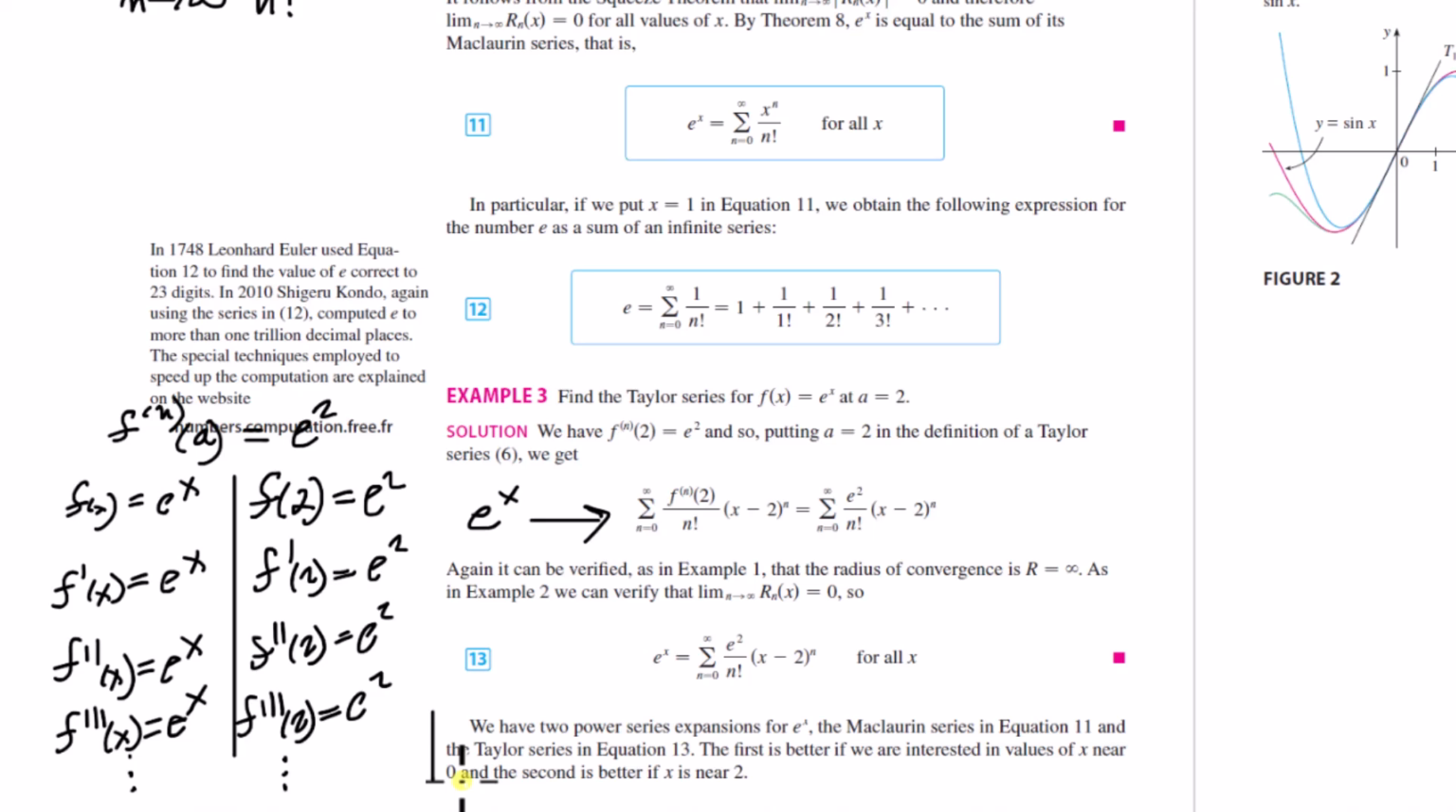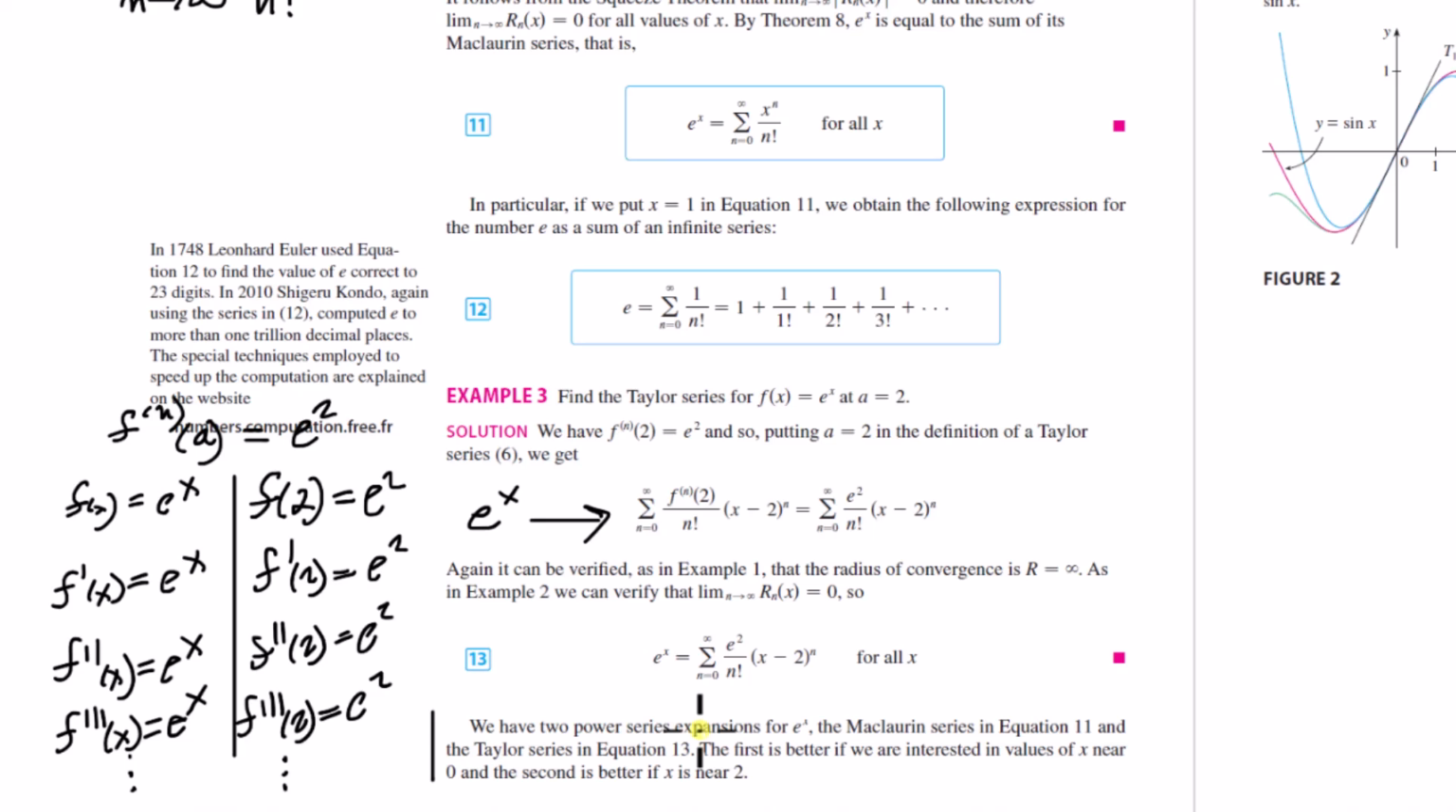Now actually, this paragraph brings up something interesting that I want to point out to you. I think you inherently understand this, but I want to point it out. If you have e to the x and you're going to be plugging in x values around 2, then ideally you want a power series representation of e to the x centered at 2. If they're around 0, you do one centered at 0, etc.